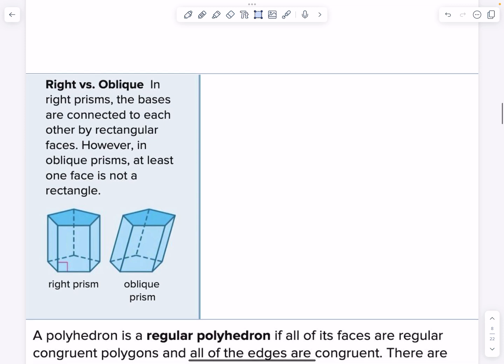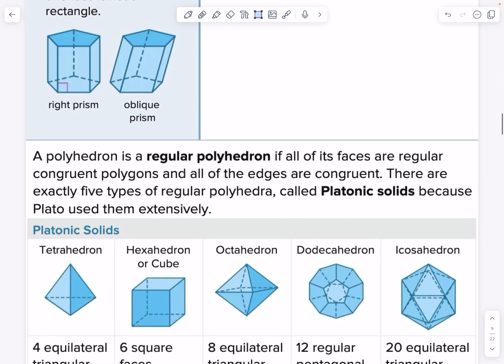Right and oblique, again, we don't work a ton with oblique figures, so when we see those kind of slanted figures and slanted images, that's what it's referring to. In other words, your lateral sides instead of your bases aren't all right angles. They can be different angles. They can be slanted and things like that. It's still considered a prism. It's just an oblique instead of a right.